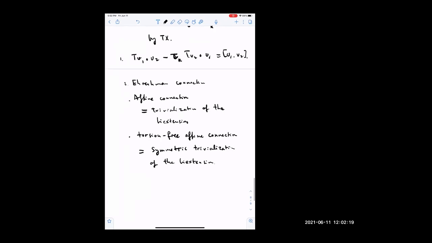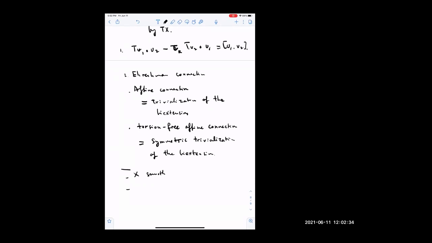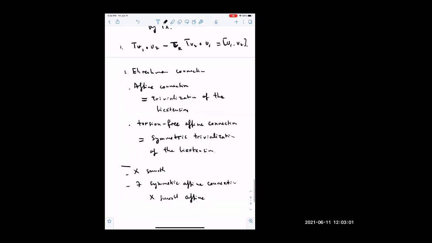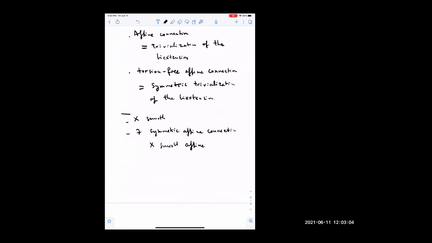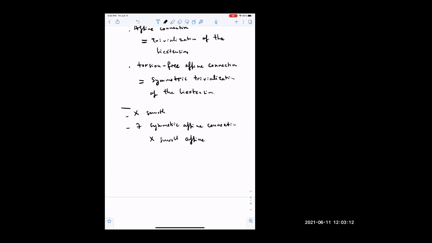And for this, you can see that if you want it to be smooth, if you want to have the trivialization, this map has to be surjective. You also see that there are plenty of affine symmetric affine connections when X is smooth and affine, because the obstruction obviously lives in some H1 of X, something from coordinate shifts, and an affine variety doesn't have H1.